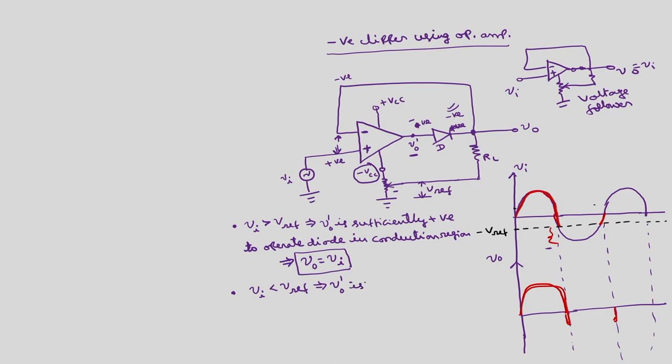V0 dash is sufficiently negative to drive the diode into cutoff. Then the circuit behaves like this: instead of a closed circuit, it will be open circuited. This will be no more a voltage follower. This is an open loop configuration.